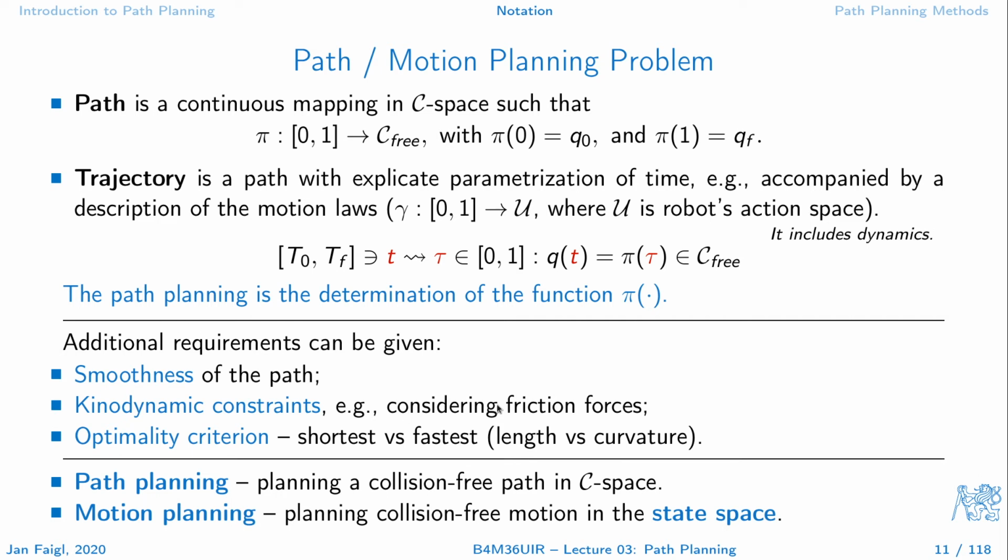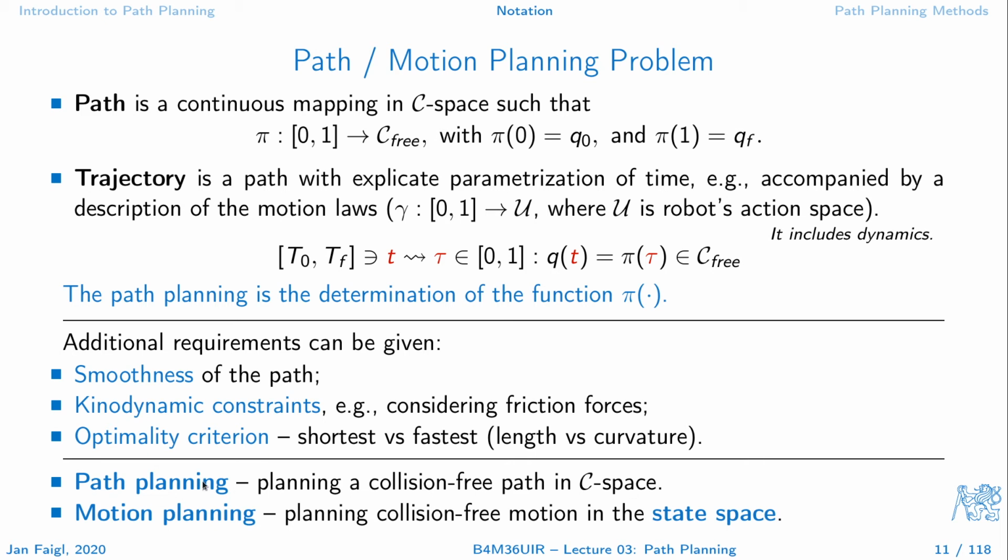So we cannot move arbitrarily fast, or we cannot accelerate arbitrarily, because we need to consider friction forces, for example. And of course, there is the optimality criterion. For example, we can ask for shortest path or fastest path. That means that we also need a velocity profile for that. And we will cover that in curvature constraint motion planning. So path planning is planning a collision-free path in a C space.